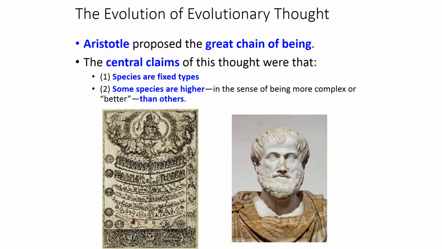Aristotle was also around at this time, and he proposed what's called the Great Chain of Being. So once again, species are what they are. They're fixed types. But to him, some species are what we call better or higher than others. So he considered a cat or dog to be a better animal than a worm. And of course, at the very top of the Great Chain of Being are humans, because he thought that humans were the best living thing on planet Earth.